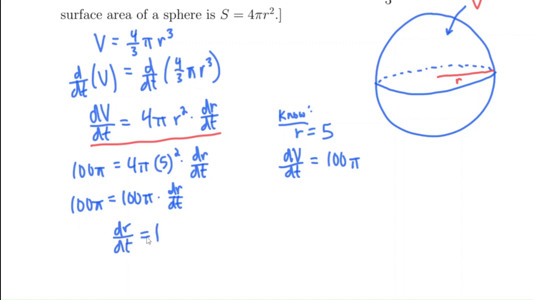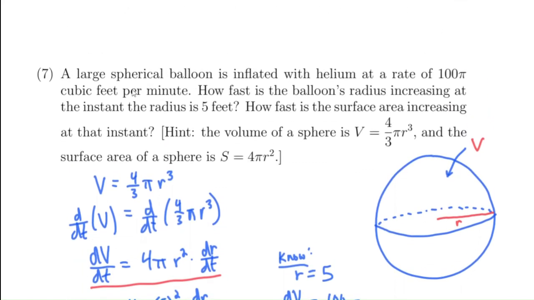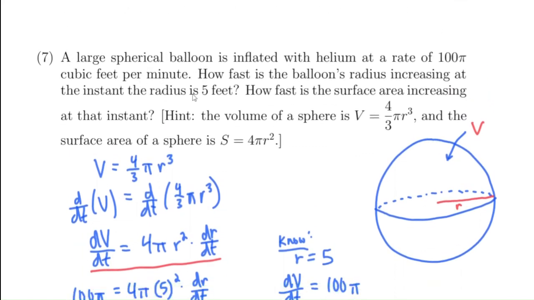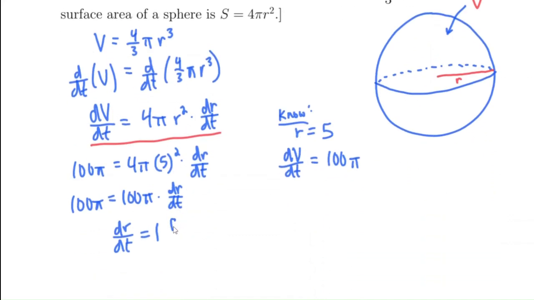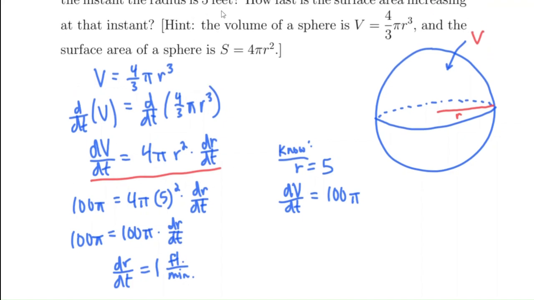Well, what does that mean, dr/dt is 1? That's the rate of change of the radius. Now, our units here were in feet and in minutes, so that would really be 1 foot per minute. That's how fast the radius of that balloon is increasing, at a rate of 1 foot per minute when the radius is 5 feet. Okay, so that's our answer to the first question, 1 foot per minute.